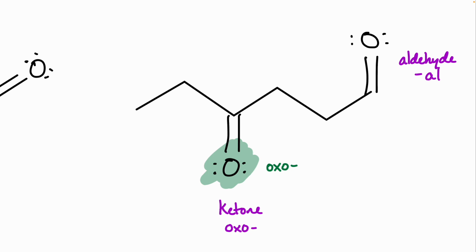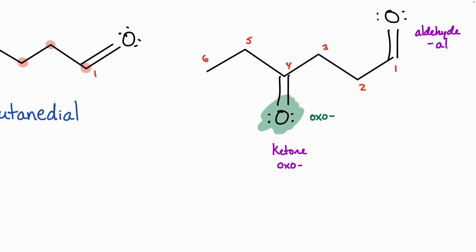All right, so then we're going to number our parent chain, again putting that aldehyde on carbon 1. I've got to refer to the location of my oxo group here. So this is 4-oxohexanal.